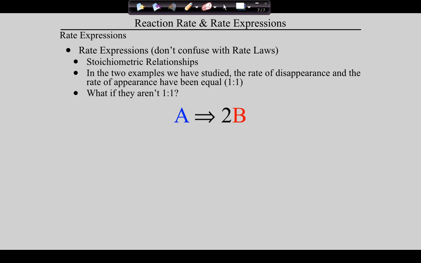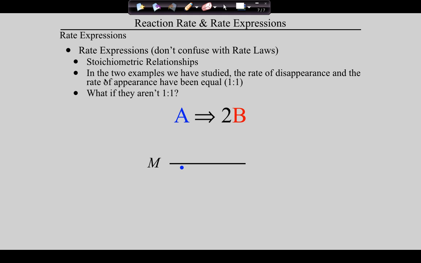Guys, imagine if it goes like this. Instead of a blue A turning into a red B, what if every A turns into 2 Bs? Well, then the relationship might look like this. So we are going to start with a molarity of some A and some B. And guys, if we lose one A, see how this is like our starting point.